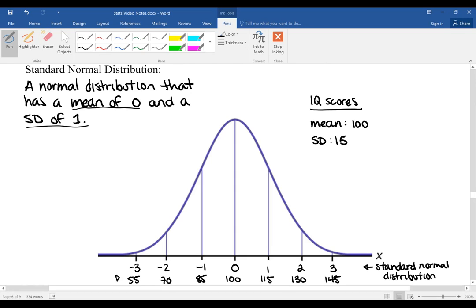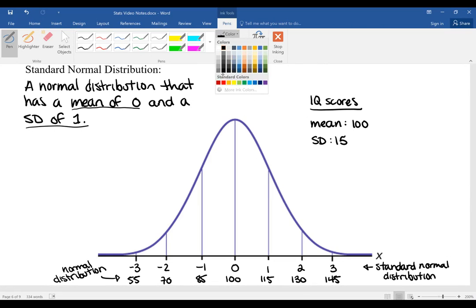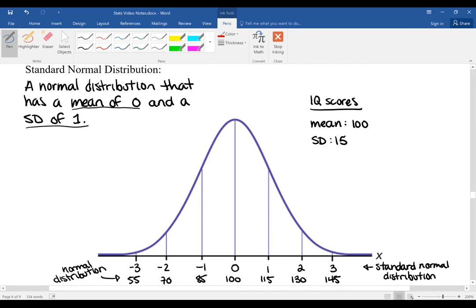Now we can start talking about how this compares to the standard normal distribution. What I have along the bottom here is just a regular normal distribution, and above it is the standard normal distribution. So we're standardizing it, kind of like a standardized test. It's a way of making everything the same. Let's pretend I took an IQ test and got a mean of 100. Then that means I got a z-score of 0.